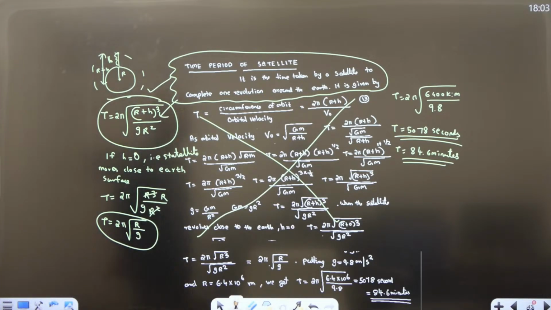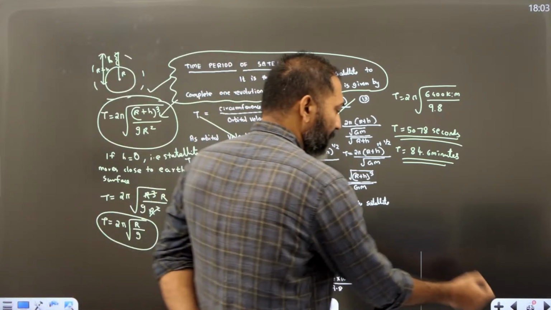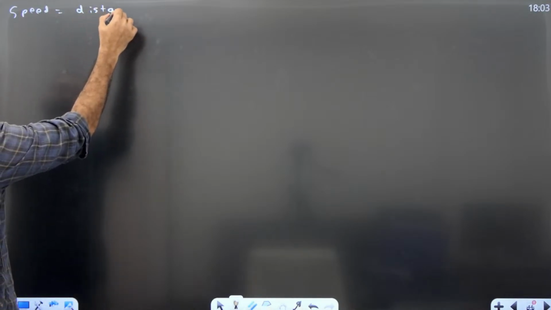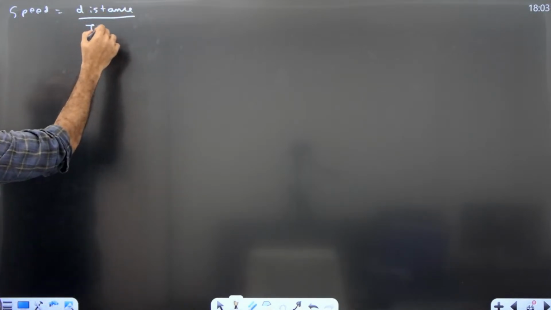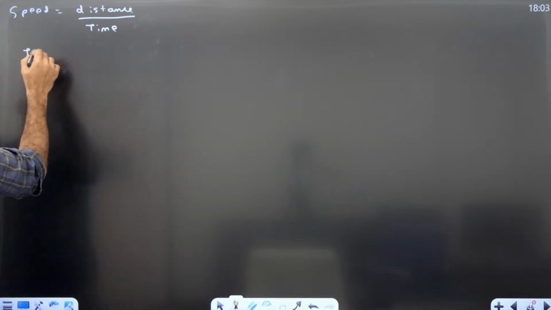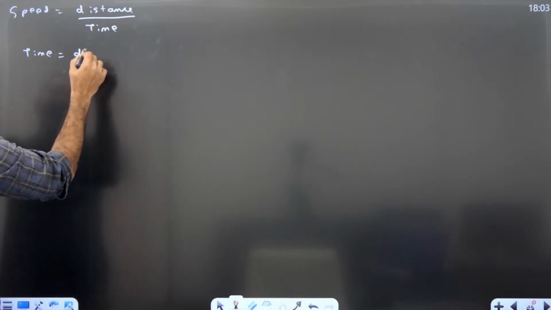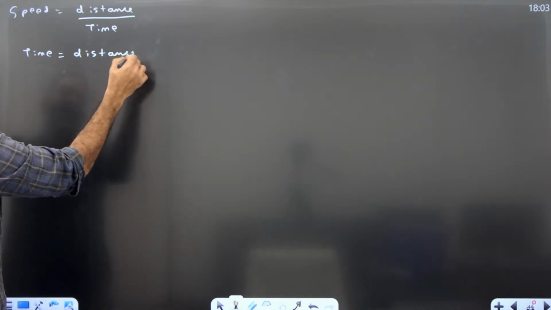So, today we are going to derive time period of a satellite. What is time period of satellite? It is the time taken by a satellite to complete one revolution around the earth. Definition we have already noted. Speed equal to what? Distance by time. Time equal to what? Distance by speed. Time equal to distance by speed.